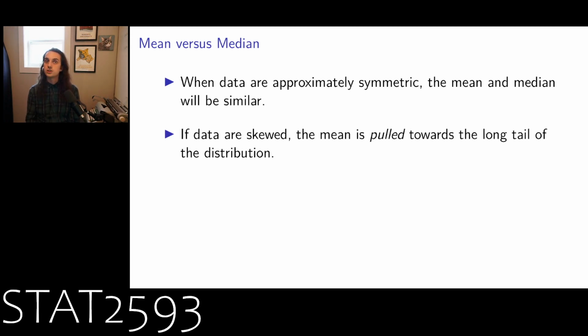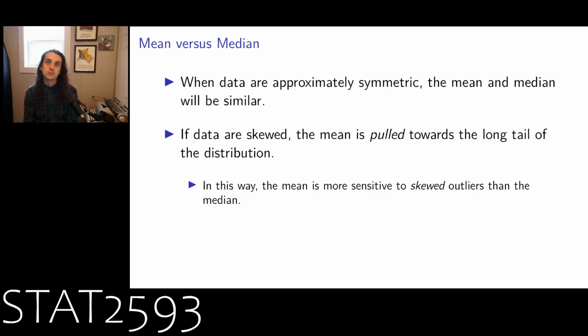However, if the data are skewed, then what we see is that the mean is going to be pulled towards the longer tail of that distribution, right? So if you have a really long positive tail, if you have right skewed data, then the mean is going to get pulled up into that tail, away from where the bulk of the distribution is. The same is true in reverse. And so because of this, what we say is that the mean is going to be more sensitive to skewed outliers than the median is, right? And so if we know that the data are skewed, the median is probably going to give us a better picture of what our true sense of the center of the distribution is.